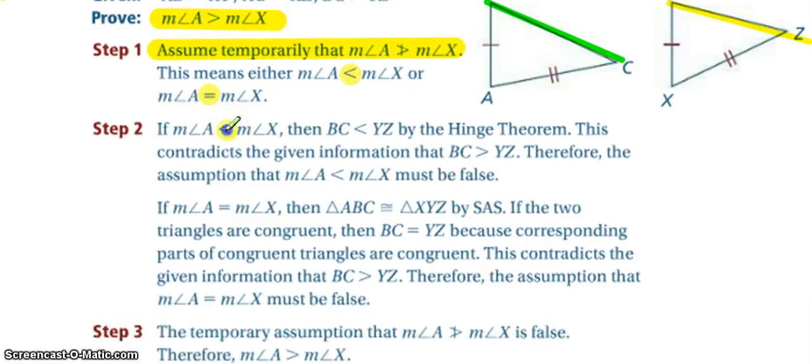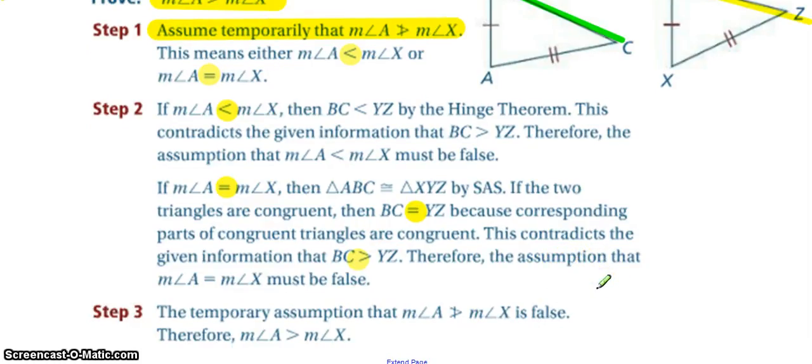If the measure of angle A was less than X, this creates a contradiction because of BC being greater than YZ. Then if I set them equal to each other, this creates a contradiction because that would make their opposite sides equal to each other, which contradicts another part of the given, and therefore this cannot happen. So we've contradicted both of our other options, proving that the measure of angle A must be larger than the measure of angle X.